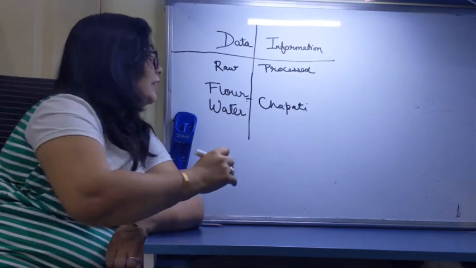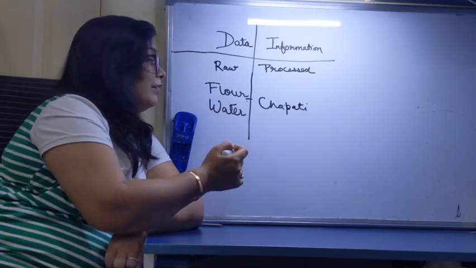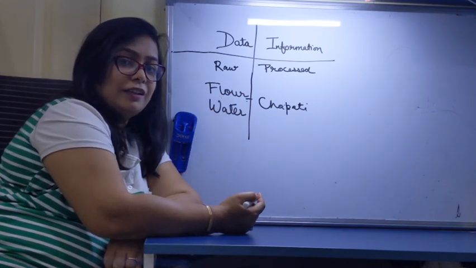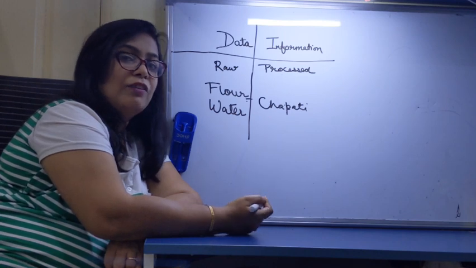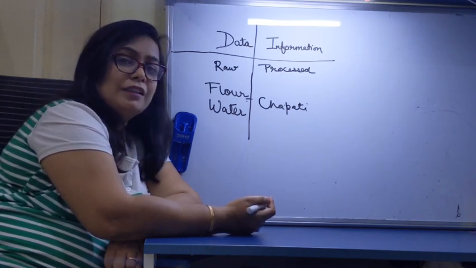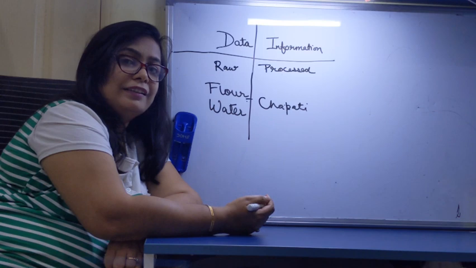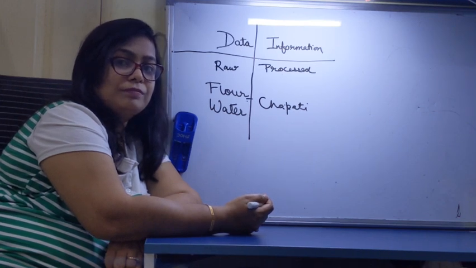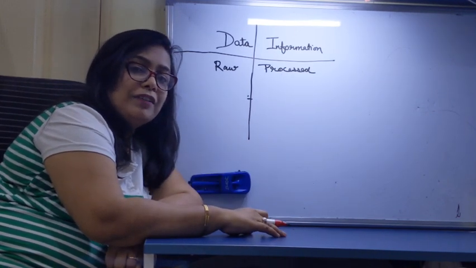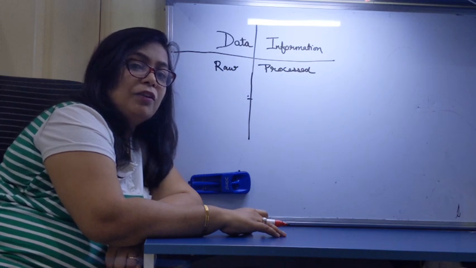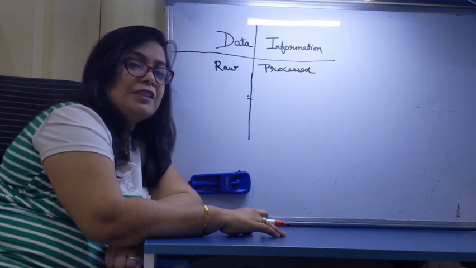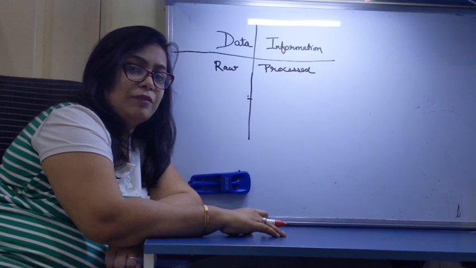So what we have learned is, you can't consume flour directly. It has to be processed, and then only can you get something in return, and that is the information. These two examples were about things not related to computers. I was just making you understand data and information.